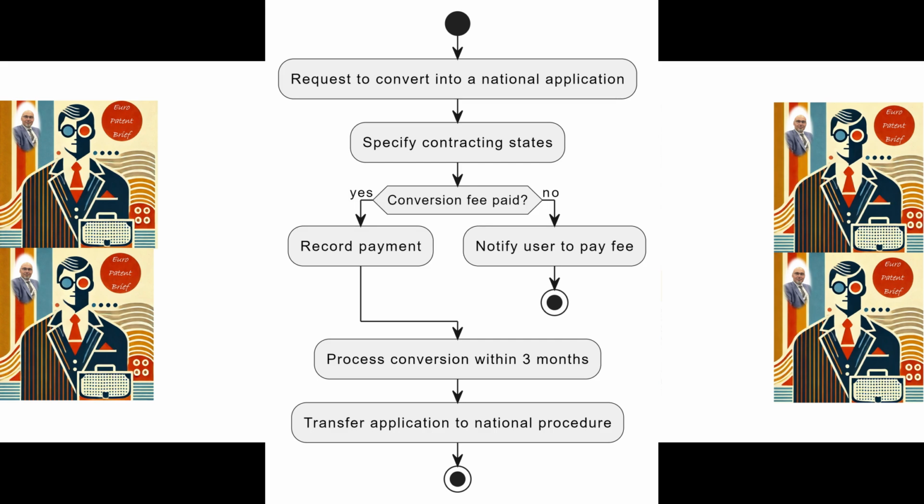Recap and reflection. Today we've covered the details of sequence listings, including WIPO standards, corrections, divisional applications, and conversion into national applications. Take a moment to reflect on these procedures. In our next session, we'll continue with Part A, Chapter 5.